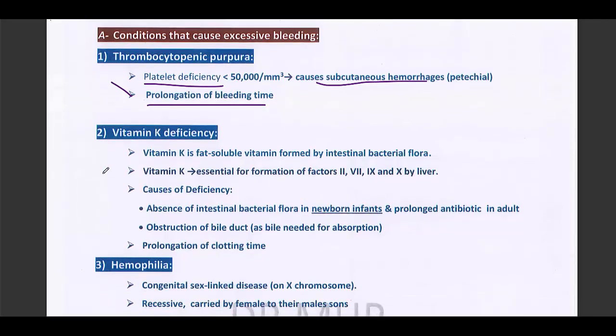Secondly, a cause of excessive bleeding is vitamin K deficiency. Now we will learn the importance of vitamin K. Vitamin K is a fat-soluble vitamin formed by intestinal bacterial flora. If you would like to know the fat-soluble vitamins, it's very simple.